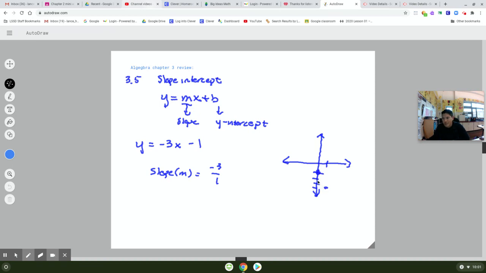That's really good enough to be able to graph the line. But if you wanted to, you can continue that pattern. So from this point, I can go down 3, right 1 again. And then your line would go through each of those points.